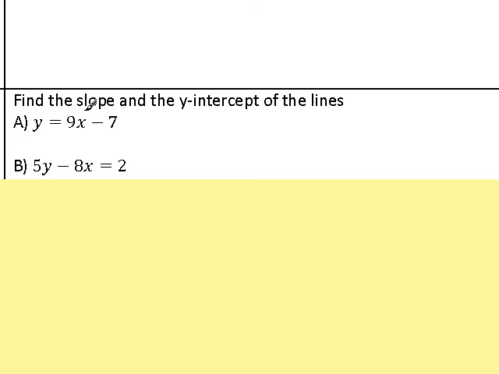In number 6, we want to find the slope and the y-intercept of these lines. Well, A is easy because it's in the form y equal mx plus b. So here's our m, and here's our b. So right away we can say that the slope is 9, and the y-intercept is minus 7, or in point form that would be 0, comma, minus 7.